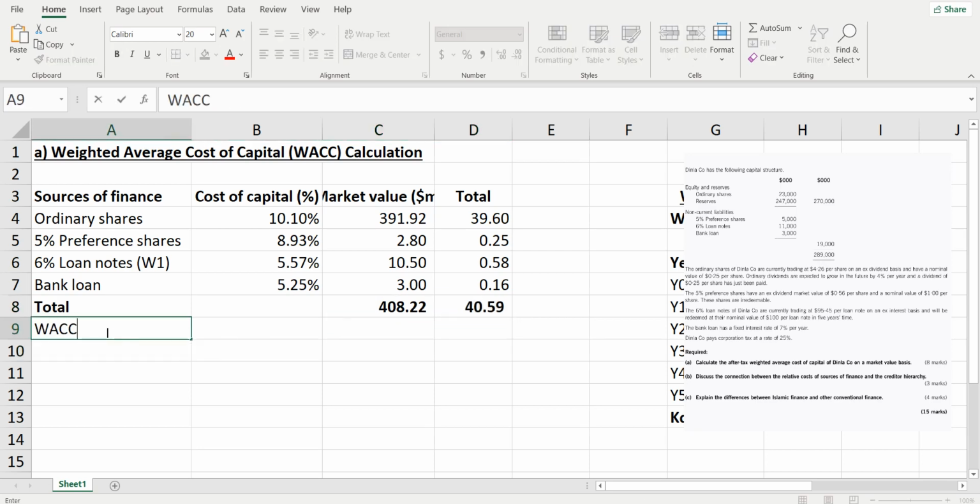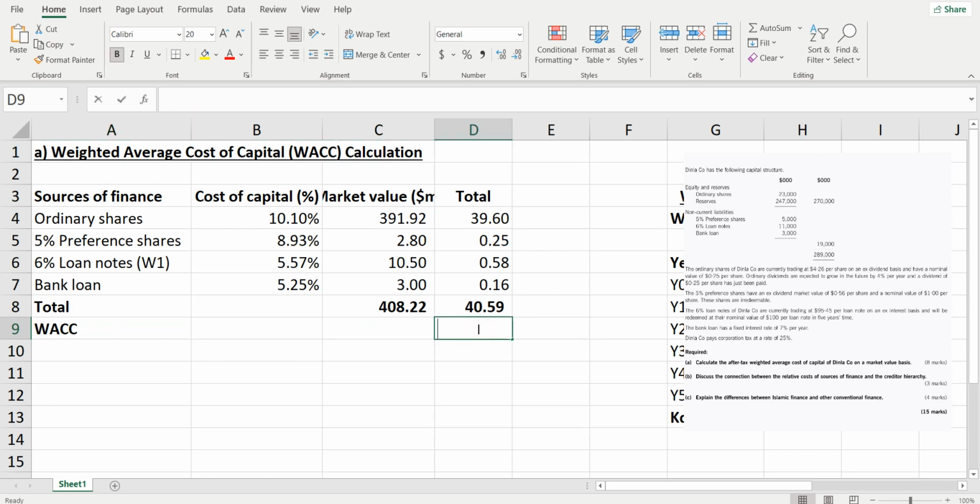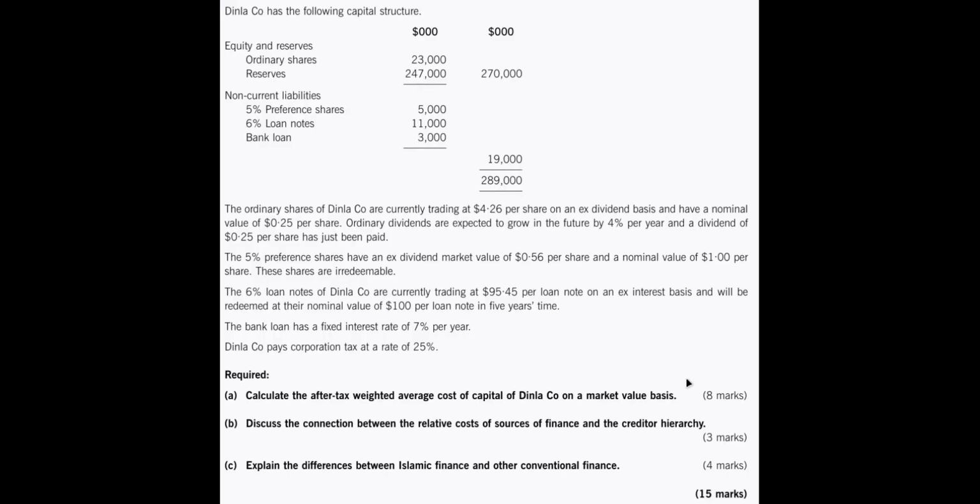We can do the weighted average cost of capital, and the answer is the total of this divided by the market value. And you can show the percentage, 10 or 9.94. This is the answer. So fairly simple, but you have to be very careful, especially with the cost of capital. You basically have to practice it, and that way you can understand it properly. Okay, that is the answer.